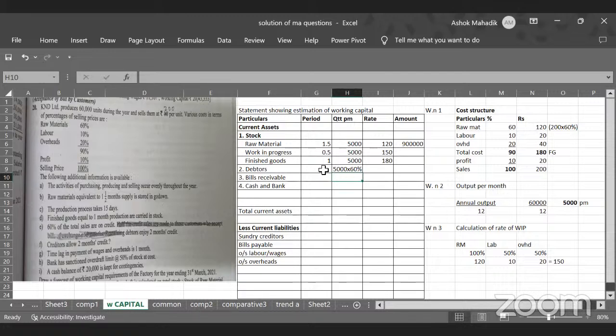Clear? Okay. And how much credit is given to debtors? Read that line. Debtors enjoy 2 months credit. So in period I'll write 2. In units I'll write 5,000 into 60% and rate. Debtors means our customers to whom we sell goods. Now tell me at what price we sell them? Yes, 200. So rate will be 200. Clear? So please calculate. On calculator, take 2 into 5,000 into 60% into 200. Please do it. Are you getting 12 lakh rupees?